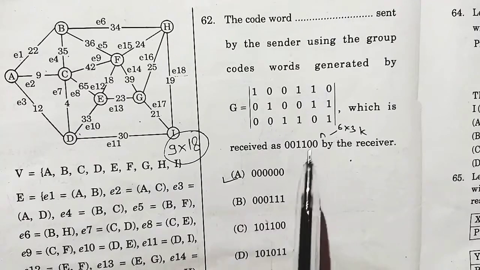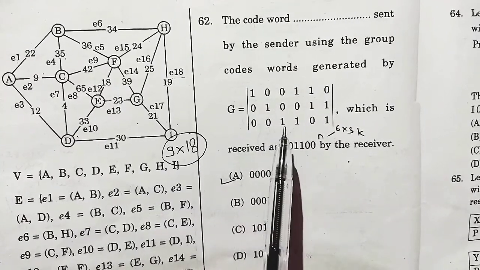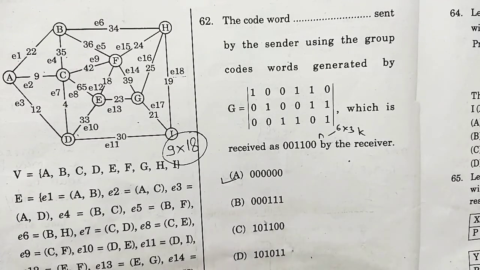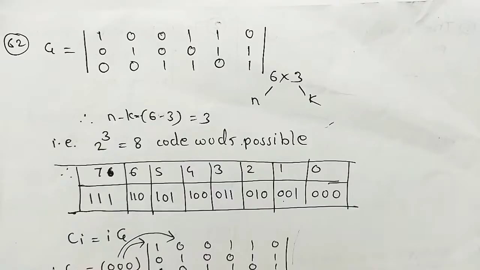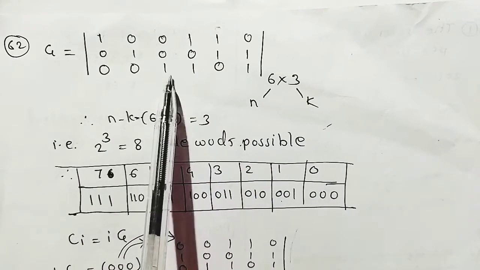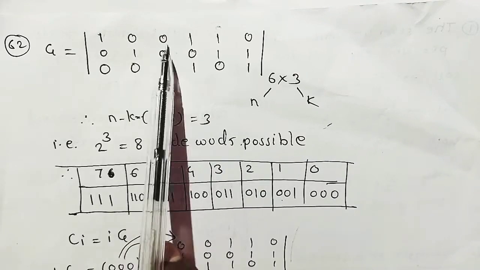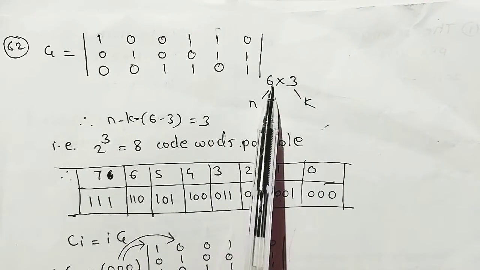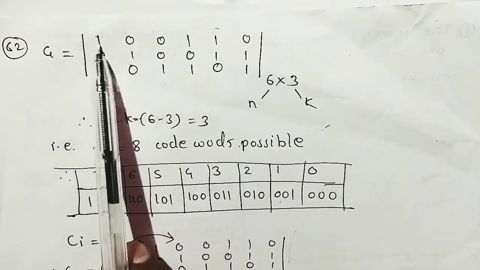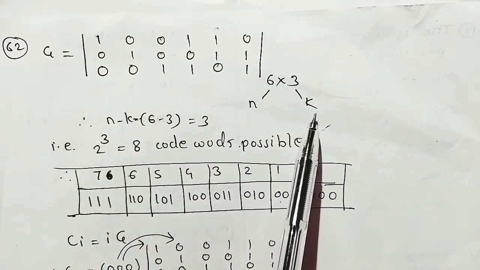To find the number of code words possible for this generator matrix, I have the solution. In our question, our generator matrix is like this. In this generator matrix, the number of columns is 1, 2, 3, 4, 5, 6, meaning 6 columns, which is the value of n. And the number of rows is 1, 2, 3, meaning 3, the value of k.